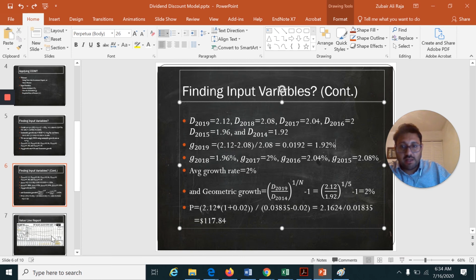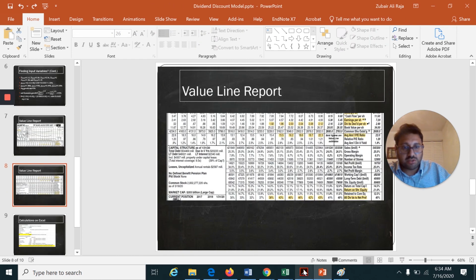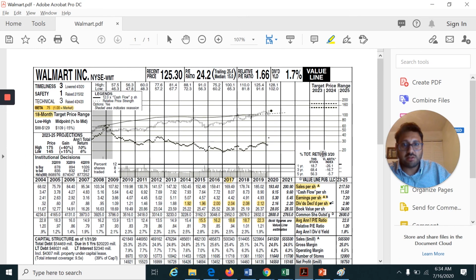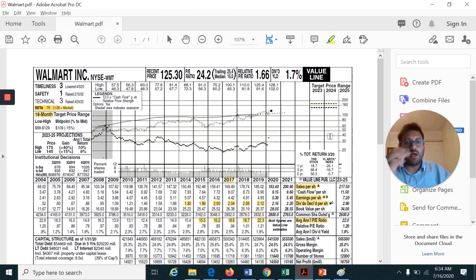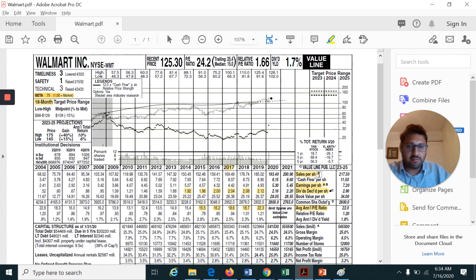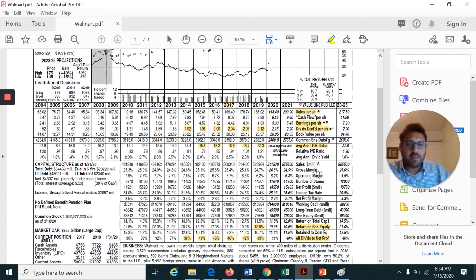So this is the snapshot of the Value Line survey reports, which I have taken from here, the report. So these are very important. Many analysts use these reports to gather the data, like what we have done to find the growth rate. Now, what if you do not have the Value Line survey reports?